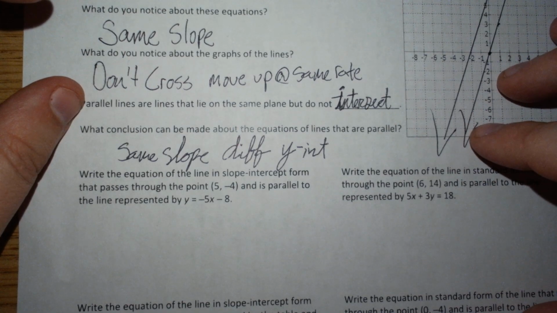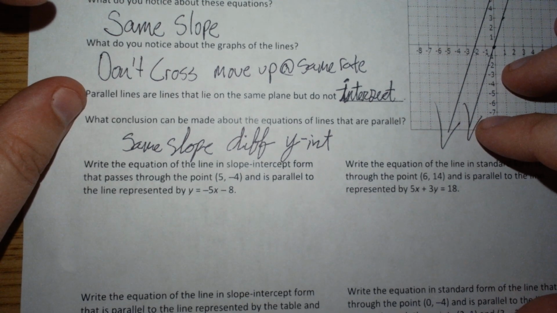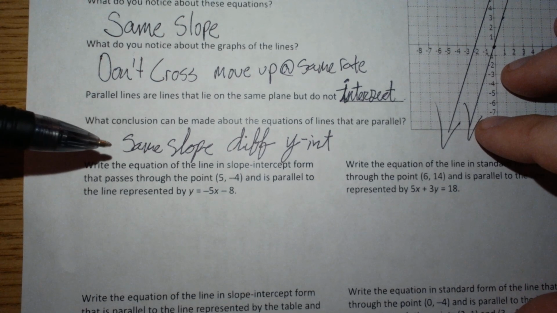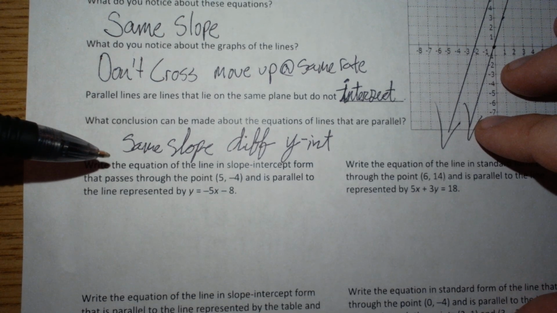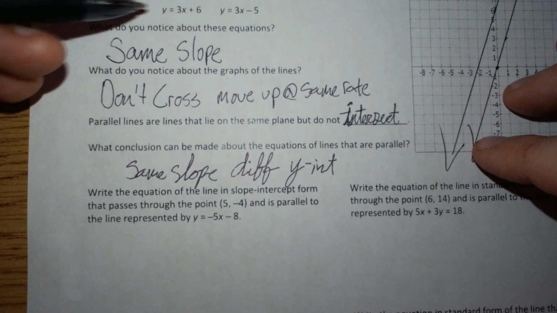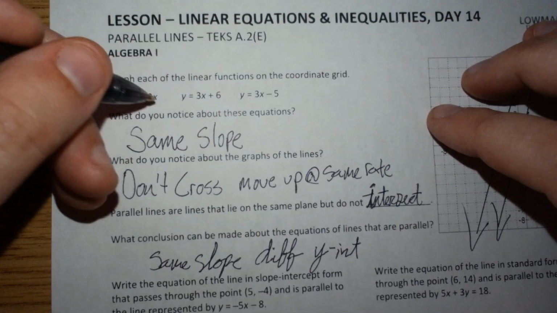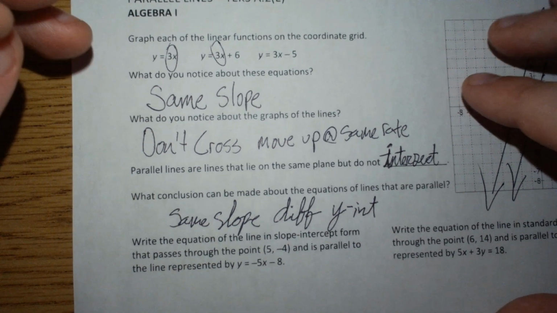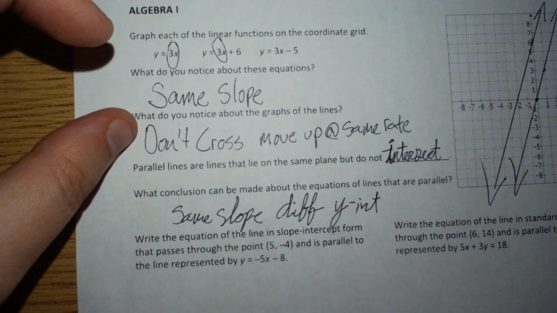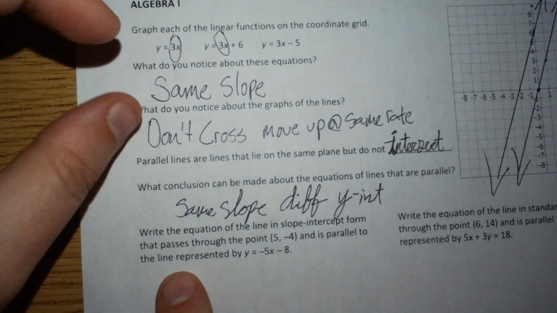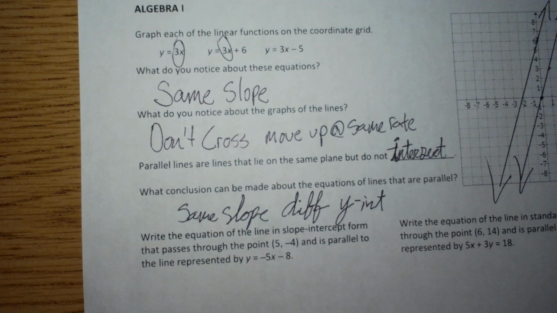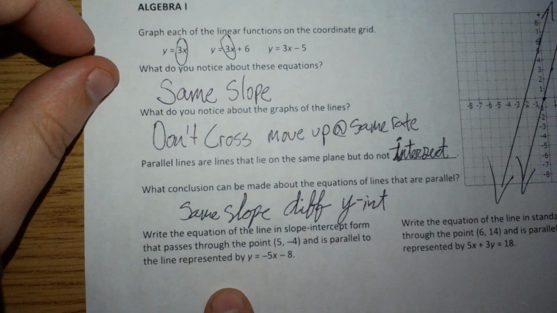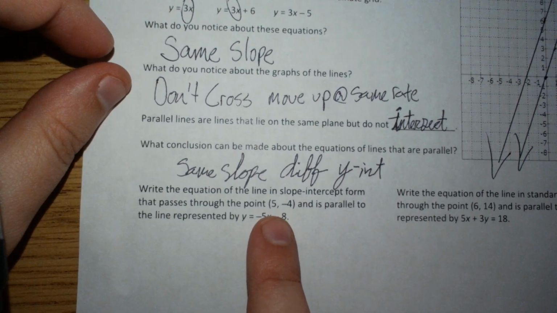On most of this, though, we're not going to have a graph, and we're not really deciding if two lines are parallel, because if we look and say, oh yeah, they've got the same slope, the 3, then we can tell right away those are parallel. What we're looking for is when they give us an equation and a point, to give us the equation of the parallel line that goes through this point.